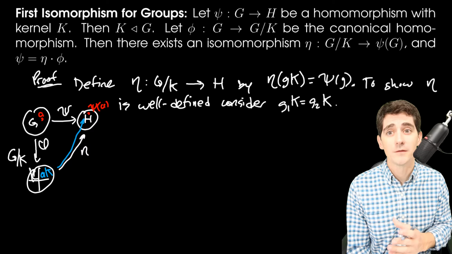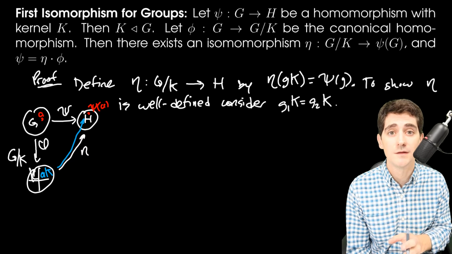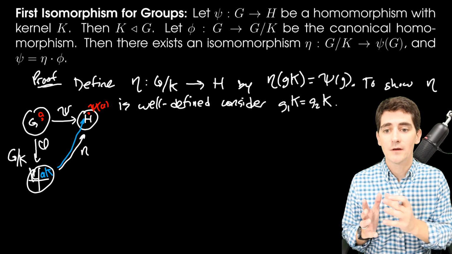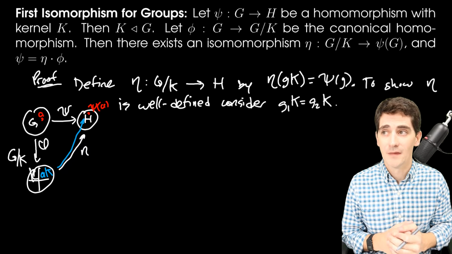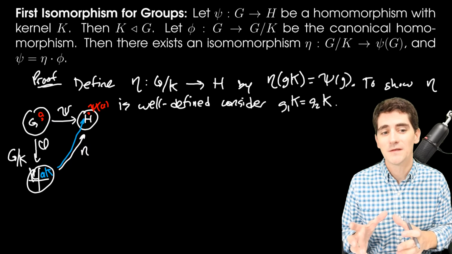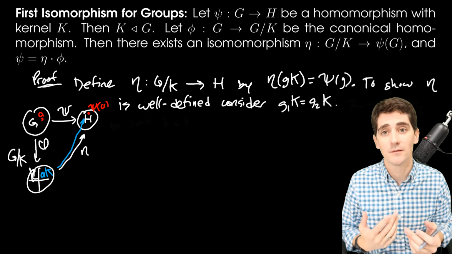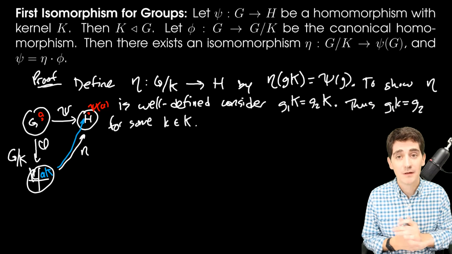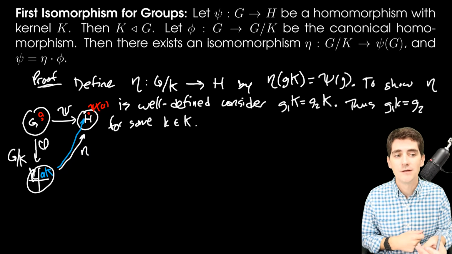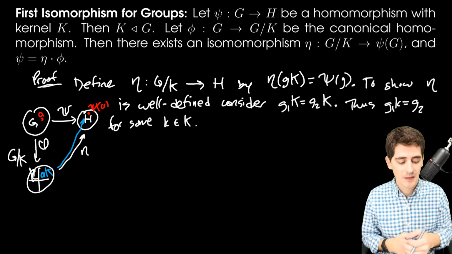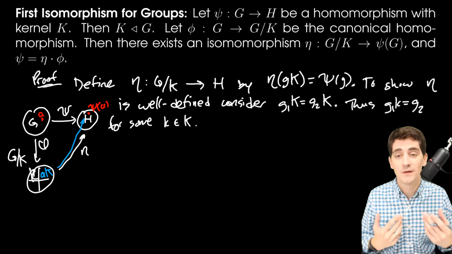To show eta is well-defined, we need to take two cosets that are the same, g1K and g2K, and so we're mapping cosets to elements. I need to make sure that if I'm mapping two sets that are the same, they go to the same element, because there's potential that these could go to different places, right? Before we do our mapping, we need to keep in mind that since g1K and g2K are the same, g2 is in the coset g2K. g2 can then be written as g1 times something from the kernel. So we can say g1K.